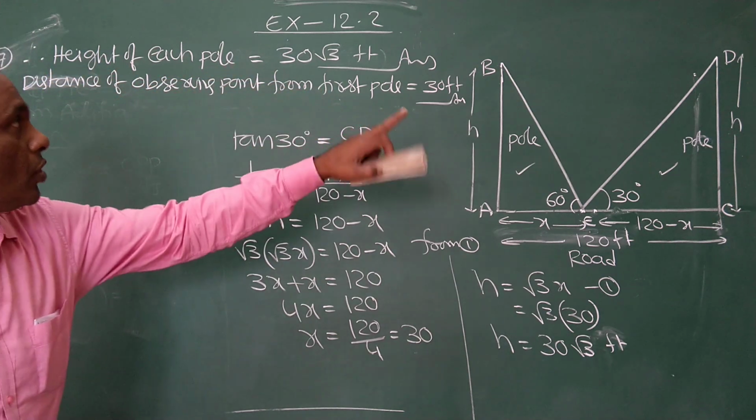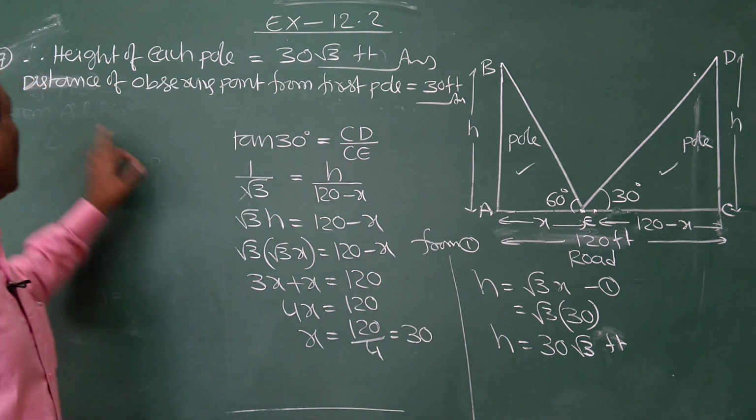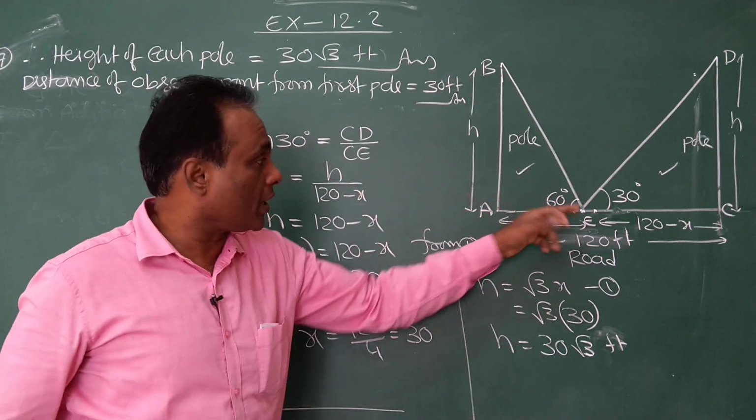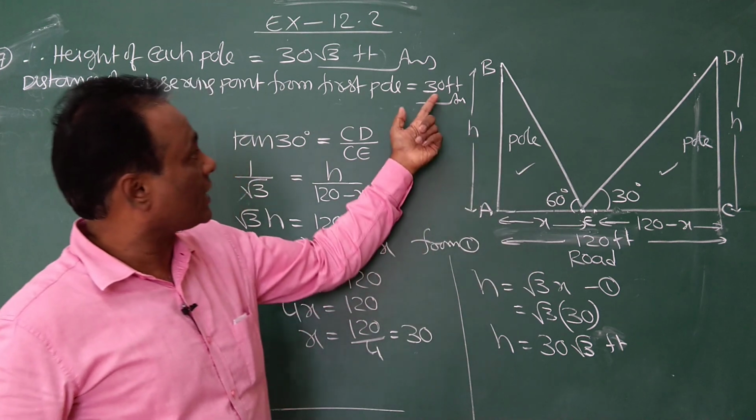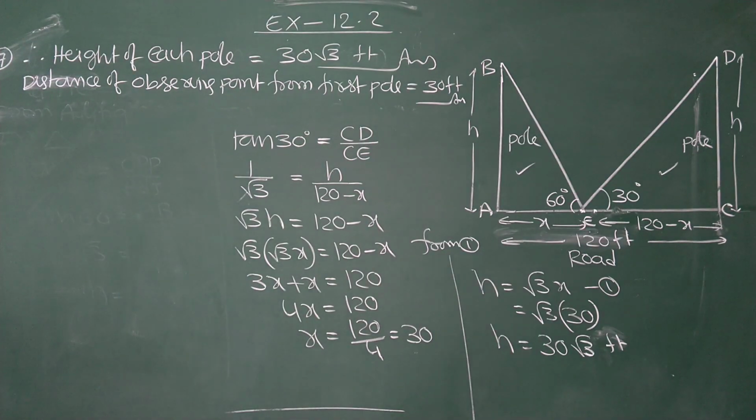Height of each pole is equal to 30√3 feet. Answer. Distance of the observing point from the first pole is equal to 30 feet. Understand this problem?